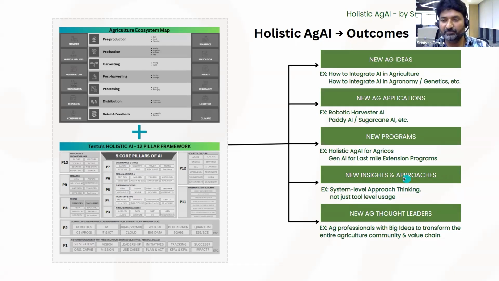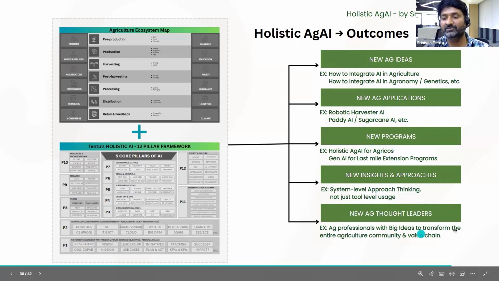Then new insights and approaches, system level thinking should come, not just tool usage based thinking. Without frameworks like this, you can't get system level thinking; you will stay at the tool level. Saying, okay, I'm going to use ChatGPT, yes, I'm good at using this, that's the beginning. We have to use the tools, but you have to go to the level where you think at system level, big picture level, landscape level, industry level. And ultimately, agriculture professionals with big ideas to transform the entire agriculture community and value chain.